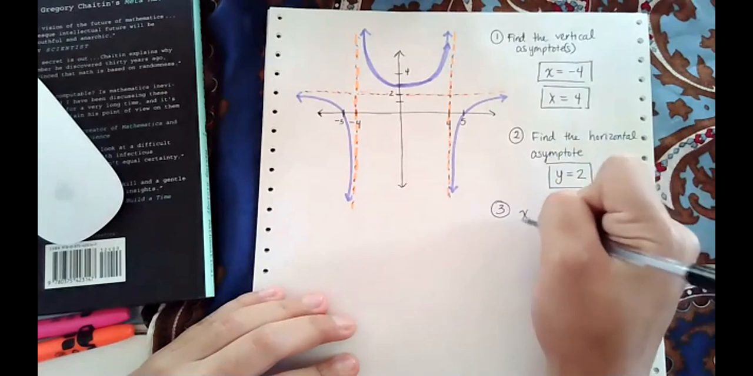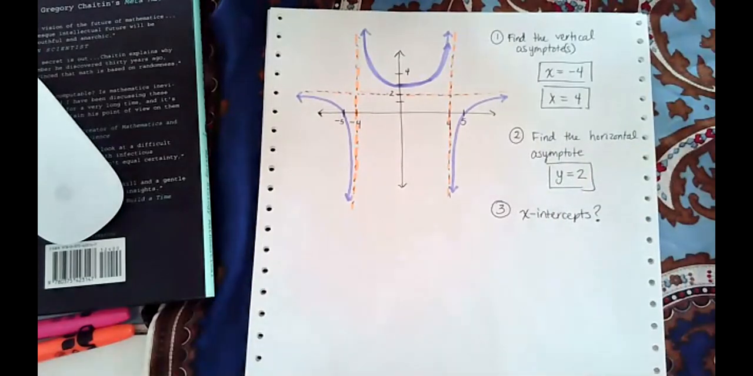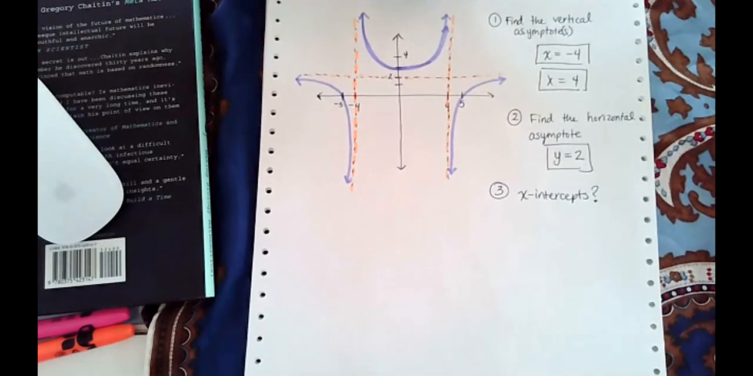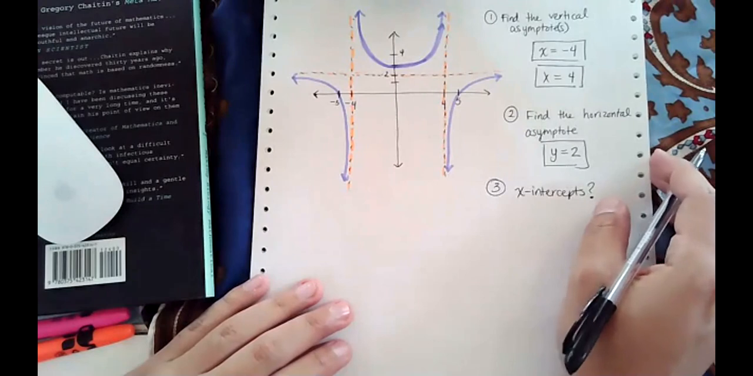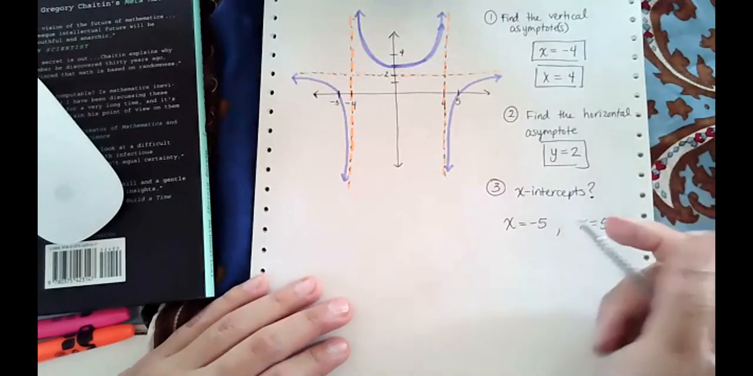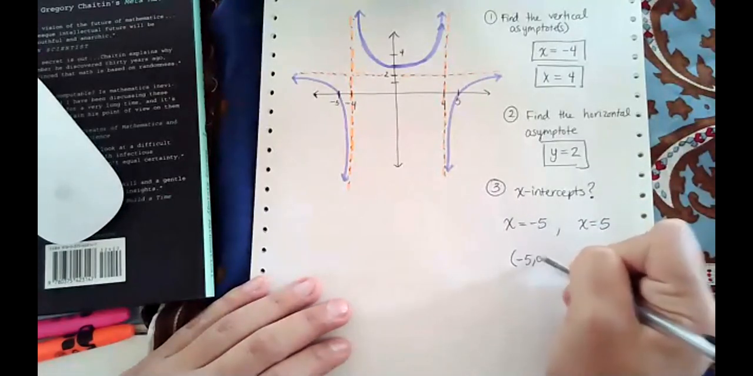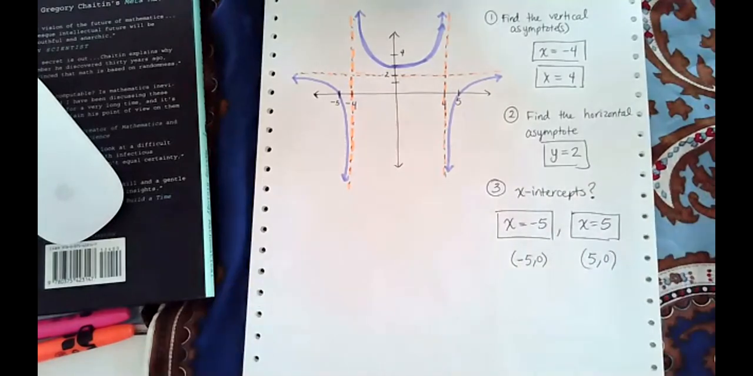Can anybody tell me what the x-intercepts are for this graph? I tried to make them obvious. -5 and 5? Yeah. X is equal to -5 and X is equal to 5, right? If you wanted to write them as an ordered pair, you could as (-5, 0) and (5, 0). But I'm just going to go with these values here. This is where our x-intercepts are. So I can sort of use this information to build my function.